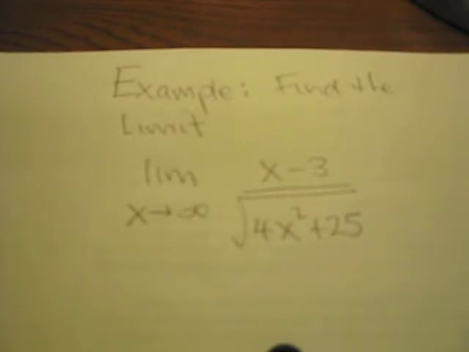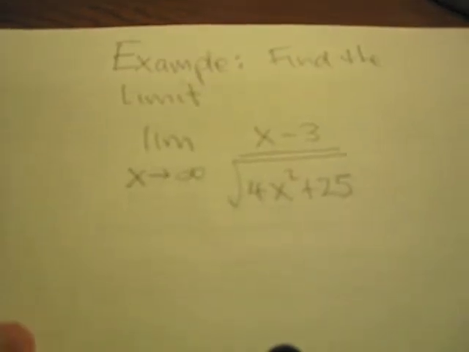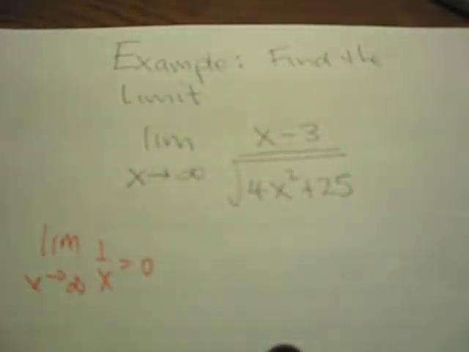Okay, the way to work on this is to always remember the common limit: the limit as x goes to infinity of 1 on x is equal to 0. So this is the one that we ought to look at trying to incorporate into that.